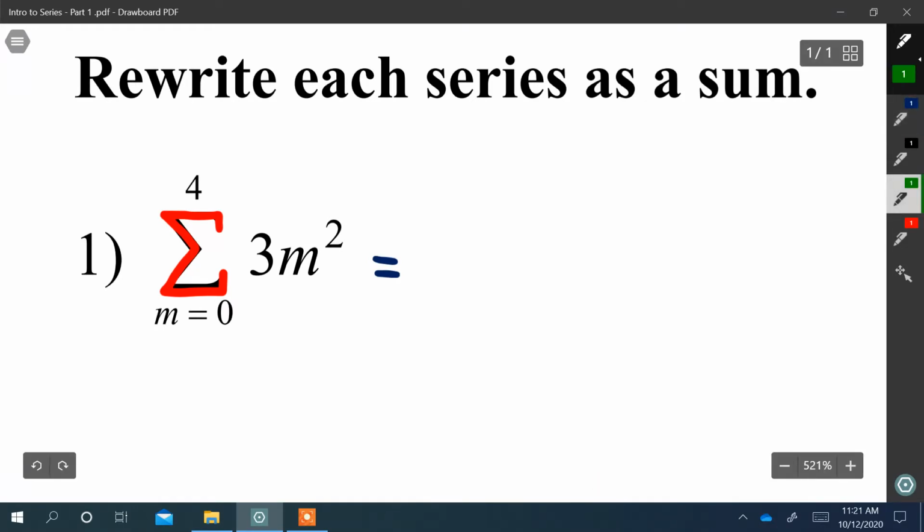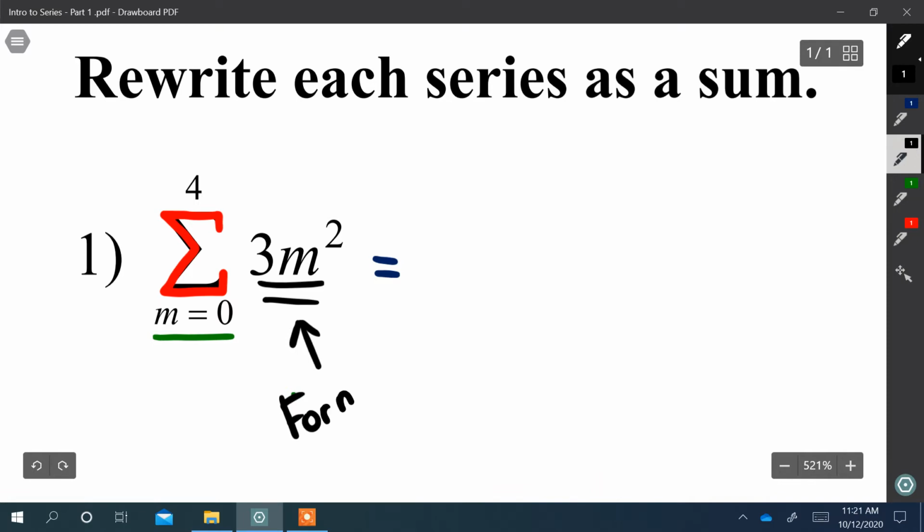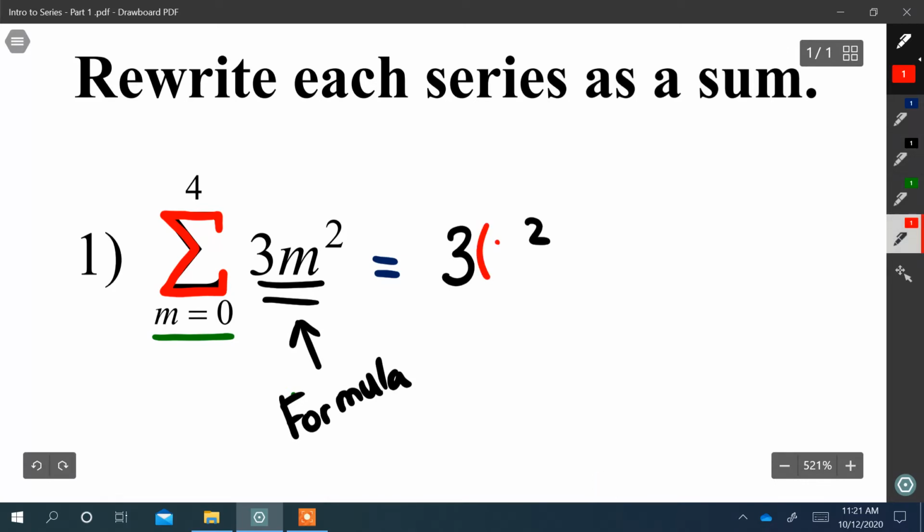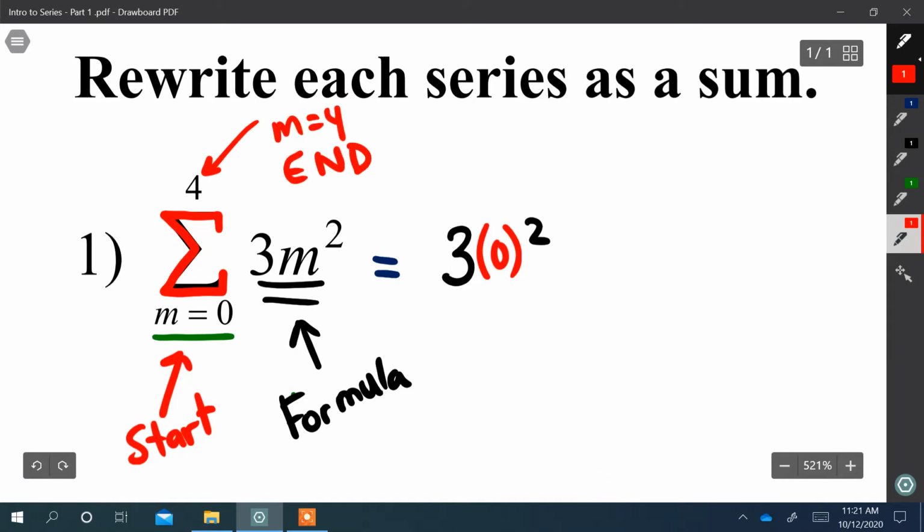Well, every series starts with a number. This one starts with a 0. Okay, and then this is kind of like what you call the formula for that series. What do you mean the formula? Well, you see how we have 3m squared? Well, instead of m, I'm actually going to write 0. Why 0? Why do I start with 0? Well, this right here, m is equal to 0, is where you start. Guess where you're going to end? Right there, at m is equal to 4. This is our n. So we're going to have to expand this.